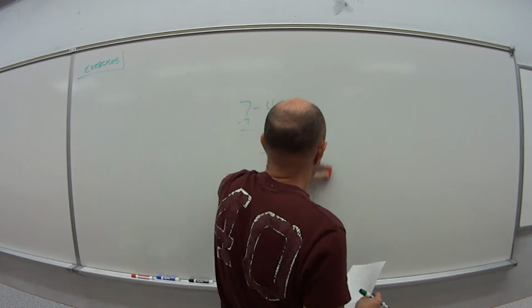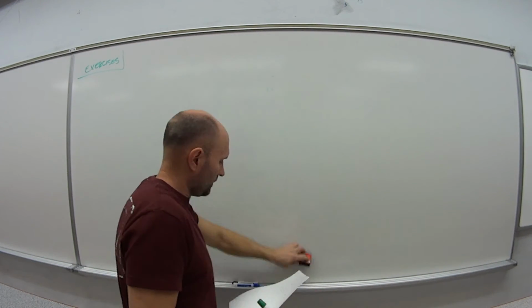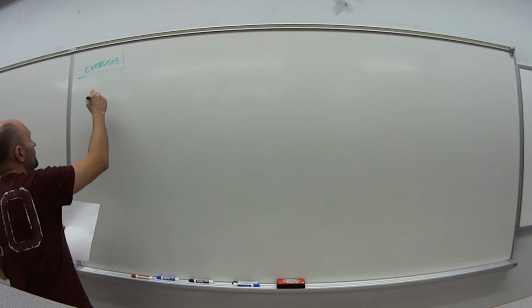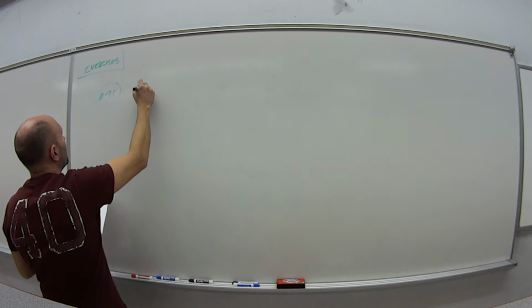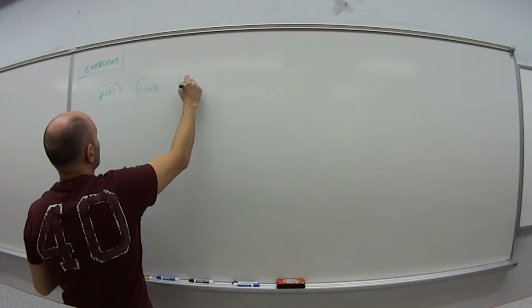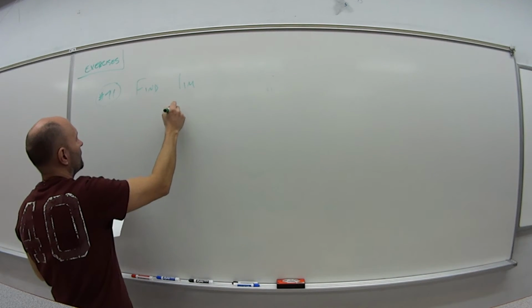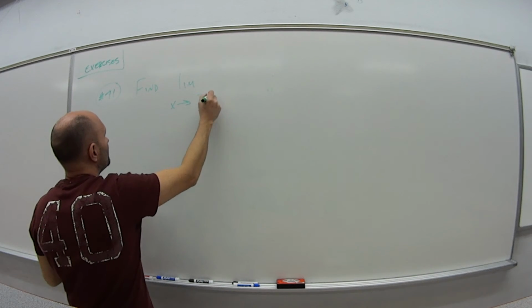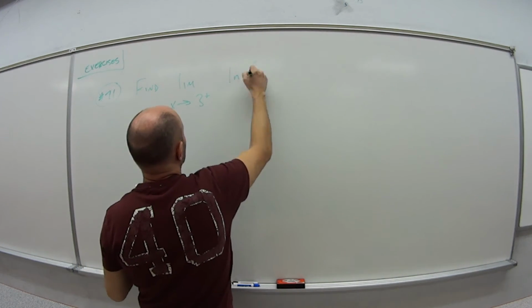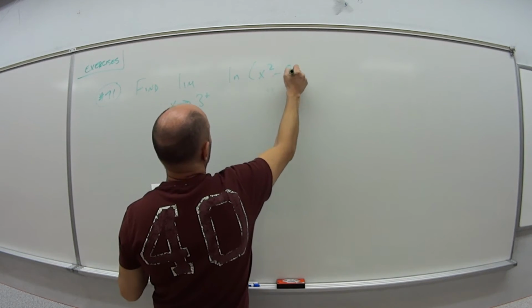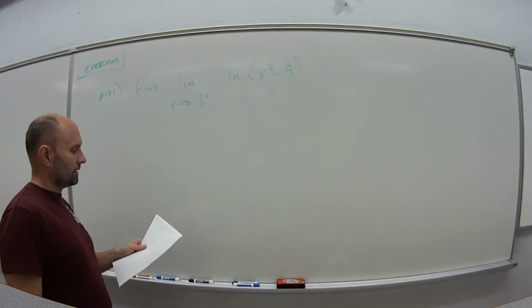The last example, the last part of video 3 here, number 71. We want to find the limit as x goes to 3 from the right side of the natural log of x squared minus 9.